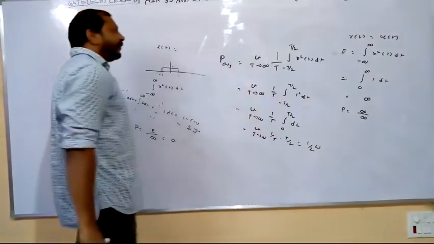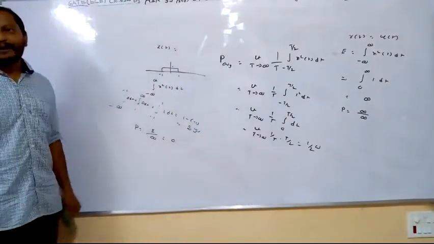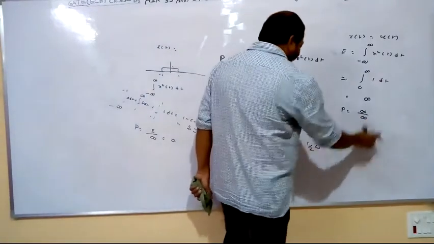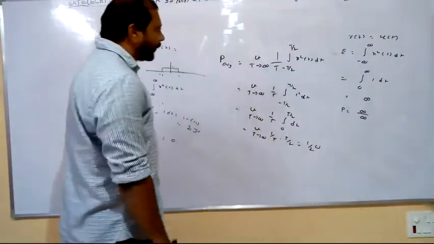What is the power of this step signal? The corresponding power is equal to 1 by 2 watt. Don't say not defined. So the power of the signal is equal to 1 by 2 watt.